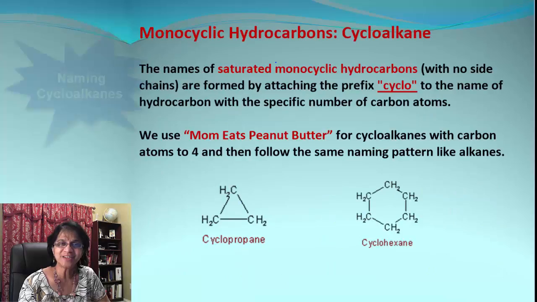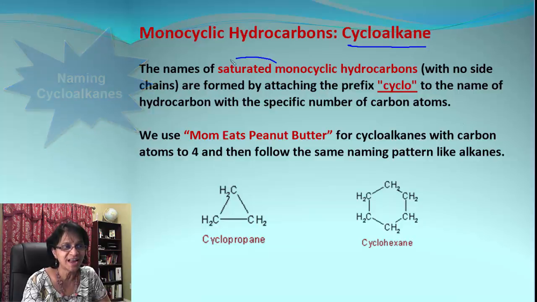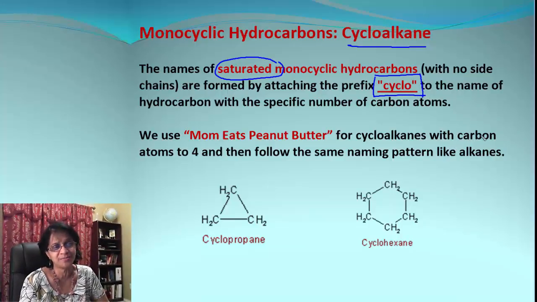Now let's cover one more thing, how to name cycloalkanes. All these are saturated monocyclic hydrocarbons. The only difference between the chain alkanes and cyclic alkanes is you have to add the word cyclo before the name. You are still going to use the same phrase, mom eats peanut butter, so that's methane, ethane, propane and butane, and beyond that we use penta, hexa and so on.